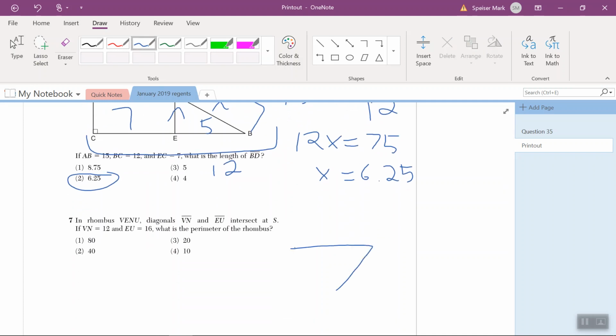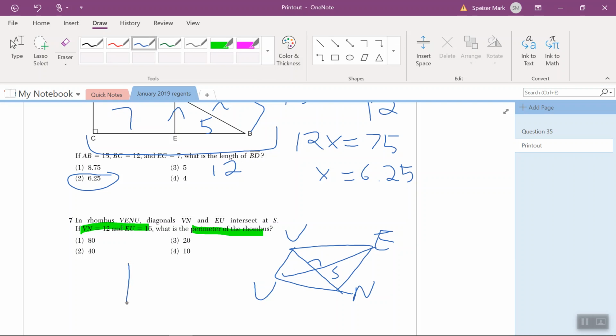Draw out the rhombus VNEU. Keep reading the question. In rhombus VNEU, diagonals VN and EU intersect at S. In a rhombus, the two diagonals form right angles, so it forms a right angle there. VN equals 12. EU equals 16. What's the perimeter of this rhombus?